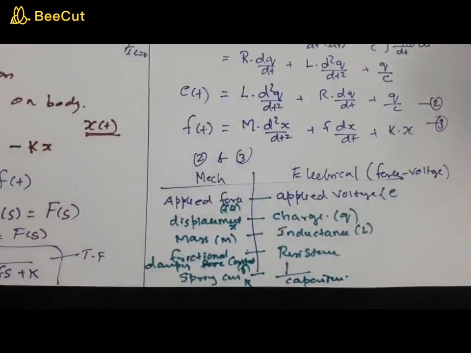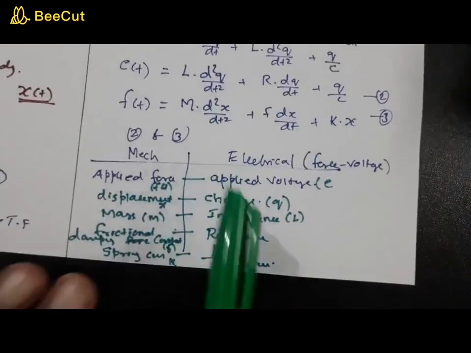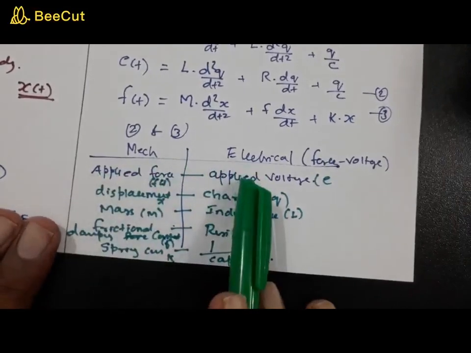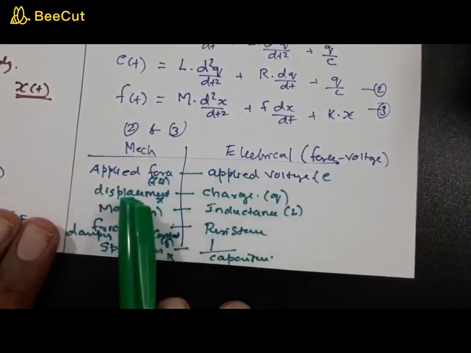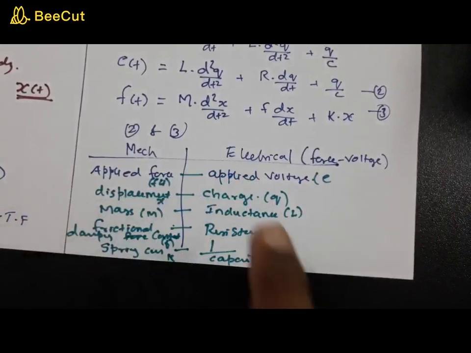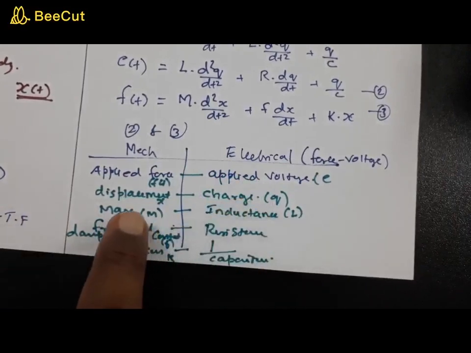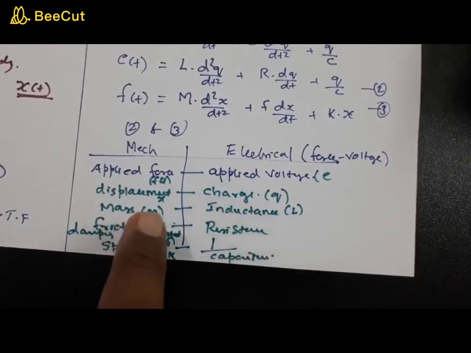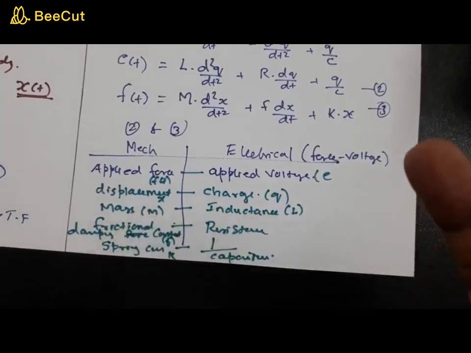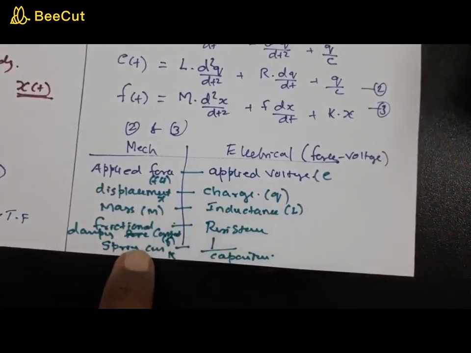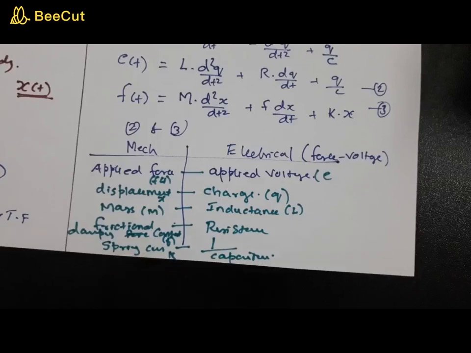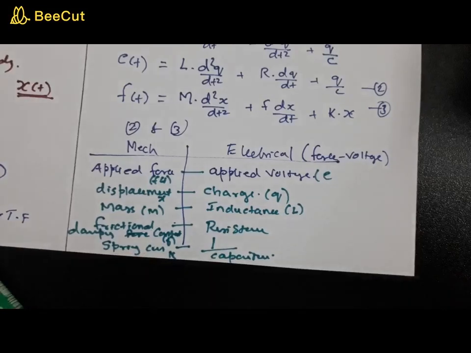Okay, so hope you understood this analogy. That means in a force voltage analogy, the applied force is equivalent to the applied voltage. The displacement resulted will be equivalent to the charge flow, and the mass is equivalent to inductance. The frictional coefficient or damping force is equivalent to the resistance offered by the electrical circuit, and the spring constant is equal to the reciprocal of the capacitance.